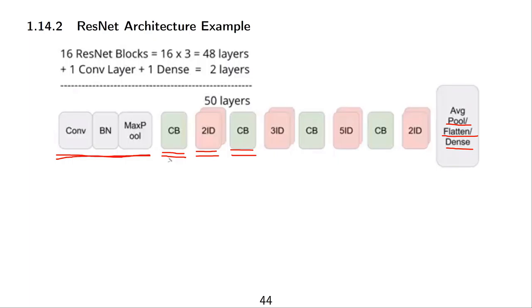So let's try to count that. All right, so we see 1, 2, 3, 4 conv blocks, and 2, 5, 10, 12 identity blocks. So 12 plus 4 is 16, and then that means we have 16 times 3 equals 48 layers in these ResNet blocks. In addition, we have one conv layer right here and one dense layer at the end. So this gives us ResNet 50.